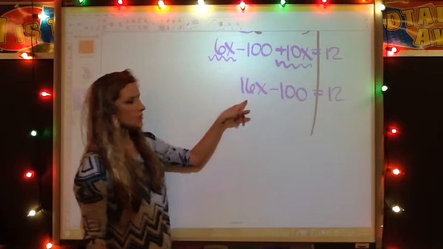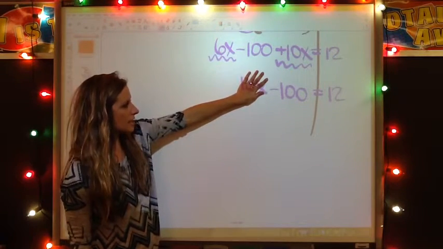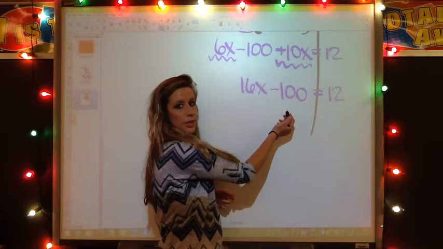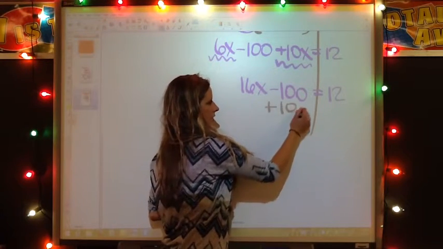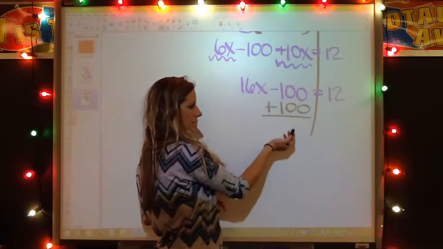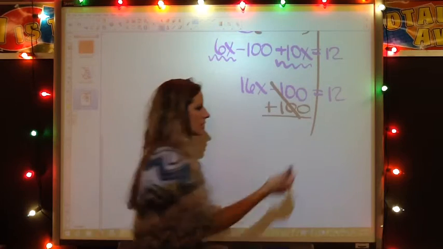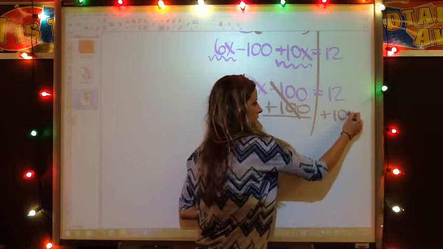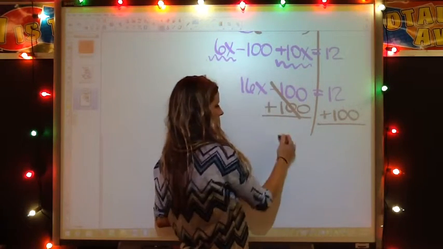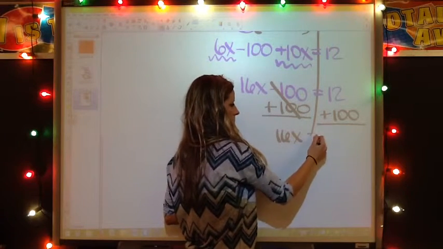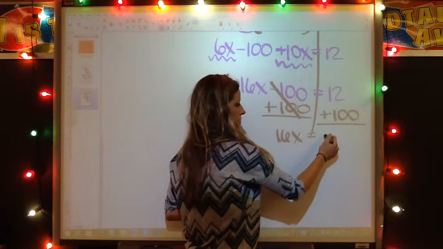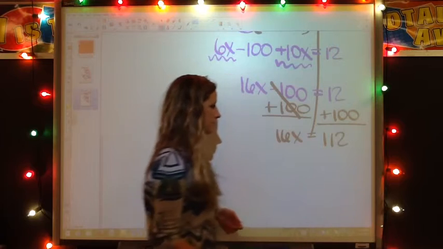Okay, if we're solving for x, we're going to save that for last. So the opposite of subtracting 100 is adding 100. Okay, because then that equals 0 and it cancels out. Do it to both sides. So that 16x comes down. 12 plus 100 is 112.